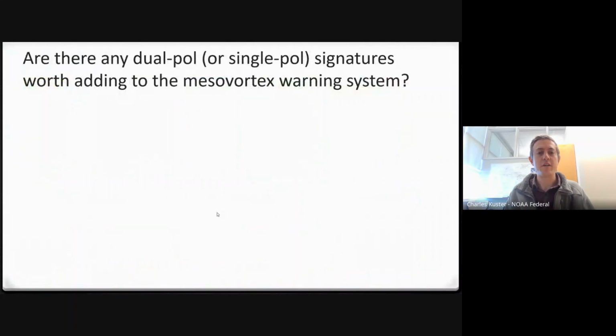Really, the motivation behind our work was looking at whether there's any dual-pol signature, which is our focus. We also did look at a couple single-pol signatures, but really focused on those dual-pol signatures. And are there any of them that are worth adding to the Mesovortex warning system?